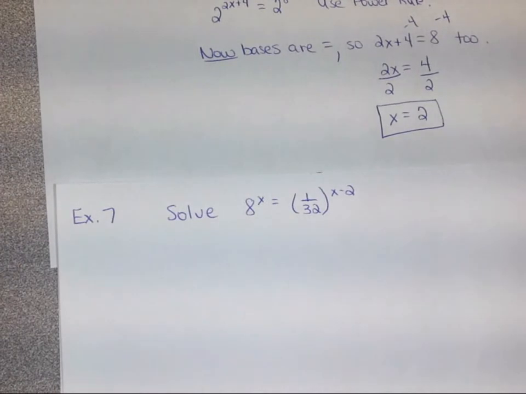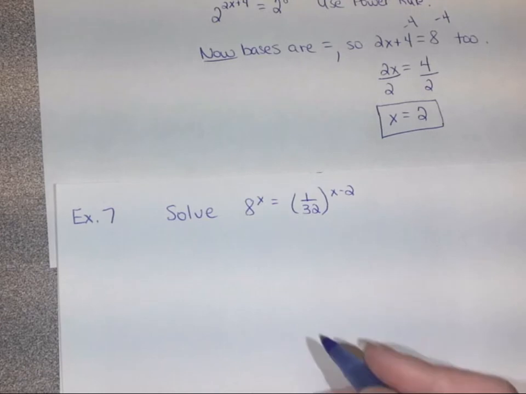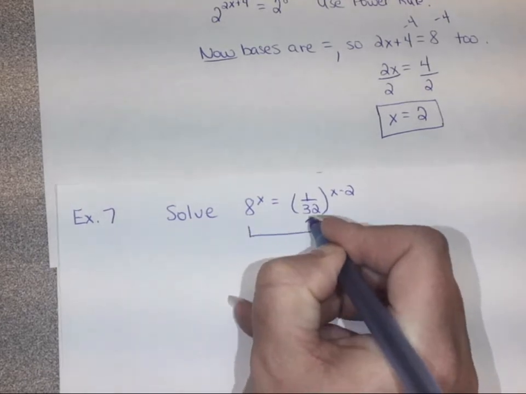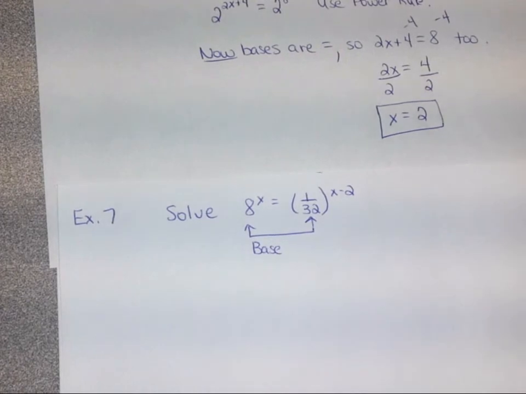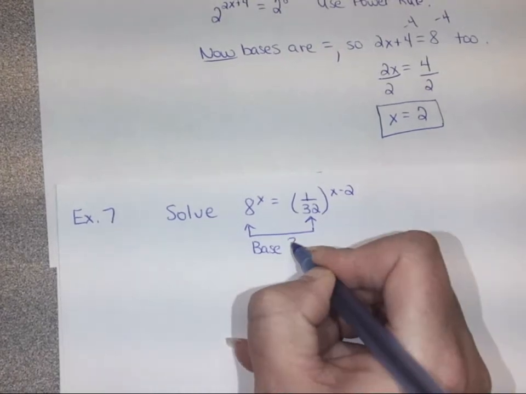Okay, so we are in no way, shape, or form ready to set the exponents equal to each other, because what hasn't happened yet? The bases are nowhere near the same, right? They're not even close to the same, okay? So what we really want is for these bases to match. Okay, so which base could we use here?